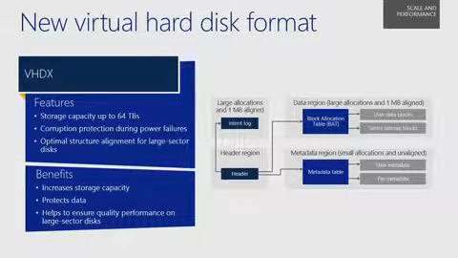But if we drill into that a little bit more, as I said, the capacity is 64 terabytes. There's corruption protection against power failures because of this log that stores things temporarily before writing them to a different part of the disk. Having that log ensures not only better alignment, so optimal structure, but also that we're protected in case there were writes waiting to be written to the main data region and there was a power failure at that time. So we're helping protect against things like that. The key benefits are massive capacity, protecting that important data, and quality performance on large sector disks, because the VHDX is aligned to those 4K sector disks, as we said.